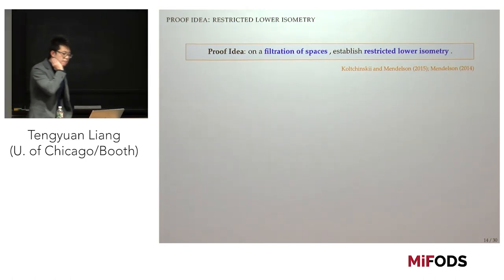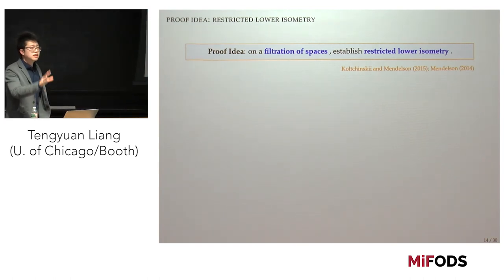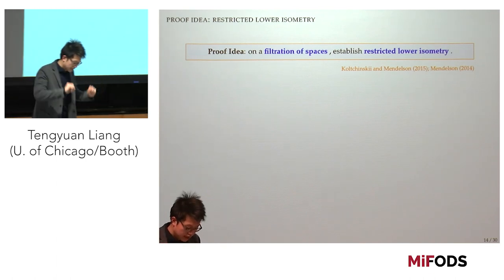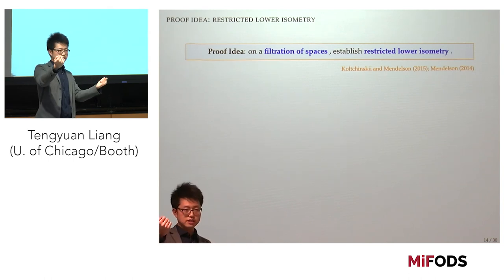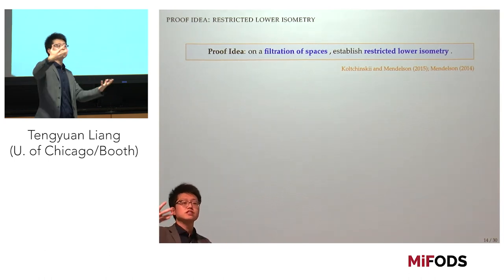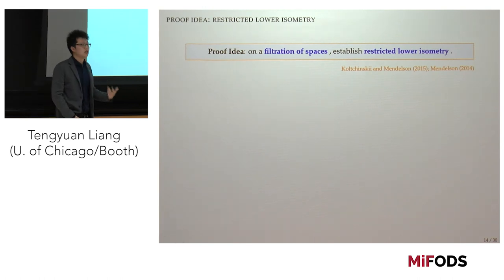One of the proof ideas is to establish some form of restricted lower isometry on these empirical kernels. OK? This is a very vague statement. Let me refine it step by step to make it more concrete. The proof idea is on a filtration of spaces. Before getting into that, there are two things here. There's a kernel function, which is an infinite dimensional object, and the empirical kernel, which is finite dimensional. The empirical kernel is trying to learn something about this infinite kernel operator. And on a filtration of the spaces, we want to establish a restricted lower isometry property of this nonlinear empirical kernel matrix.